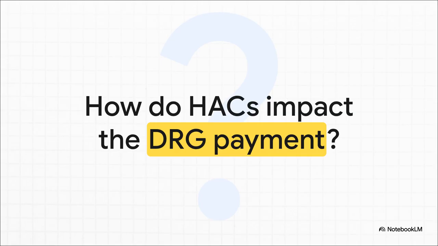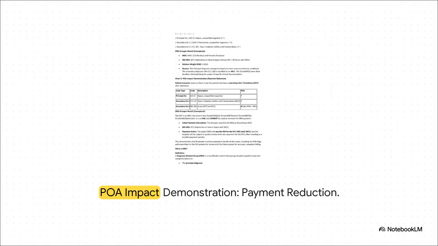How exactly does an N indicator for one of these HACs actually penalize the final DRG payment? Let's see this penalty mechanism in action. Imagine a patient is admitted, and during their stay, they develop a new acute deep vein thrombosis, a DVT. Now, normally, an acute DVT acts as a major complication or comorbidity, an MCC, that usually drastically increases the DRG relative weight and the payout.